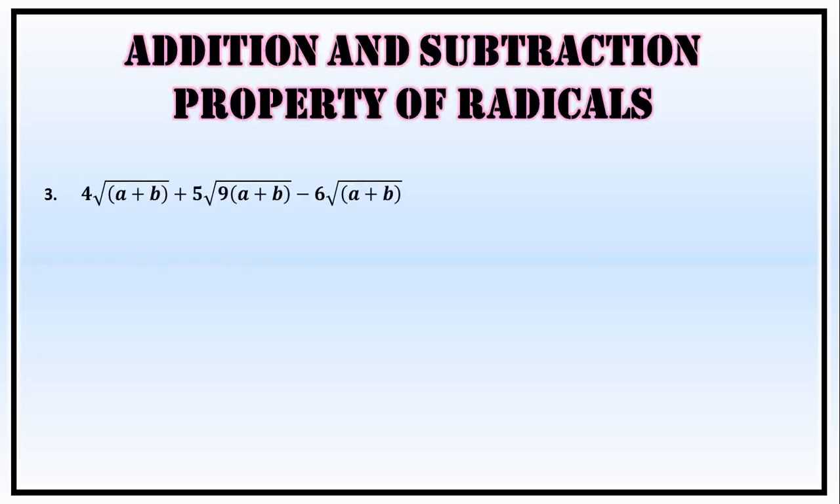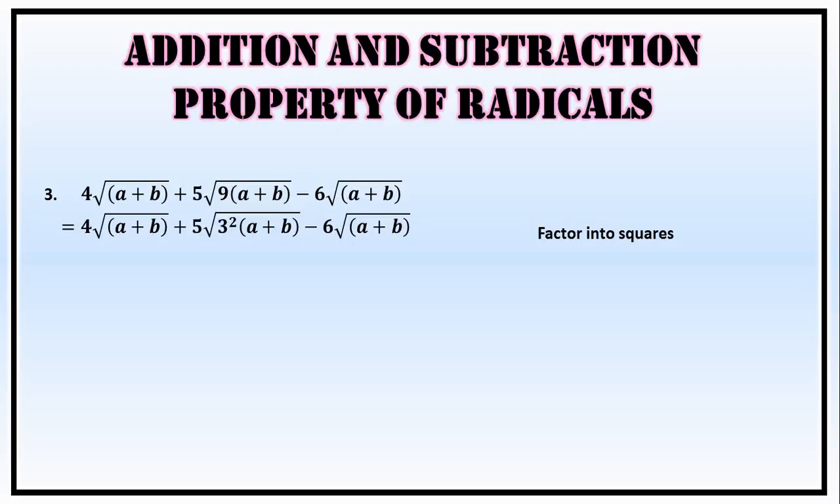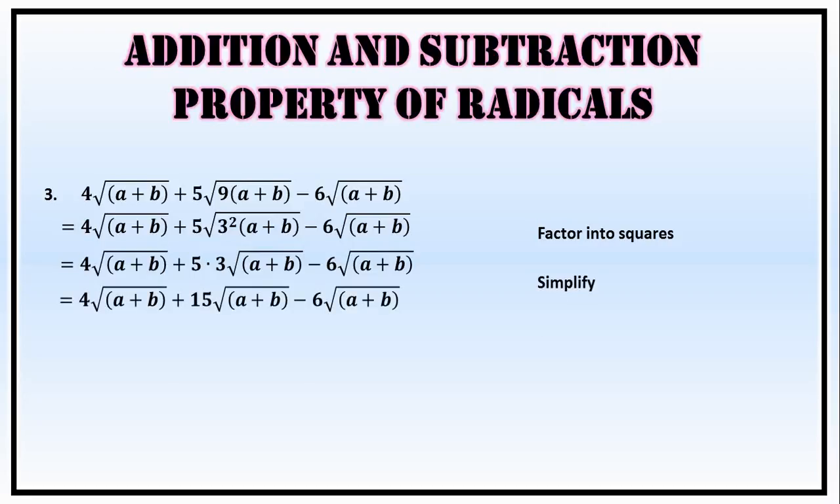Example 3. 4 square root of a plus b plus 5 square root of 9 quantity a plus b minus 6 square root of a plus b. First, we need to factor the radicands into their squares. So it will become 4 square root of a plus b plus 5 square root of 3 squared times a plus b minus 6 square root of a plus b. Then we need to simplify. So it will become 4 square root of a plus b plus 15 square root of a plus b minus 6 square root of a plus b.